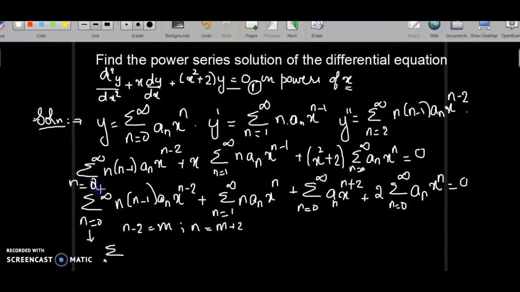This was n equal to 2 to infinity. Okay, this is again 2 to infinity. So, okay, now it's right. When n equal to 2, our m becomes m equal to 0. So this is sigma m equal to 0 to infinity. When n equal to infinity, m is also infinity.